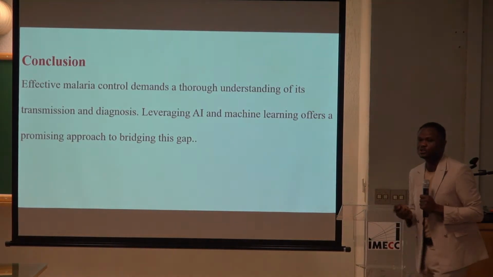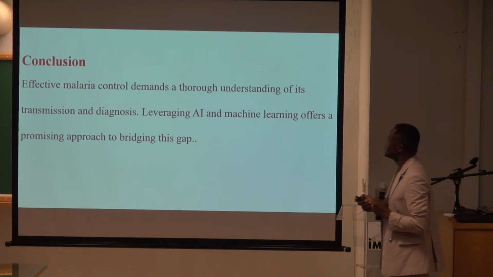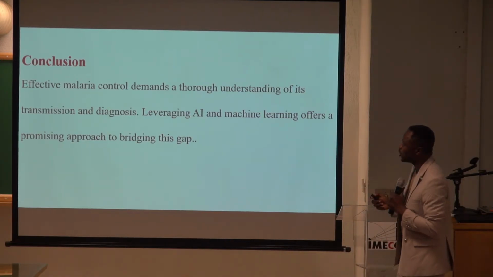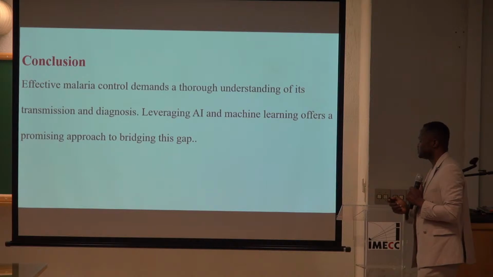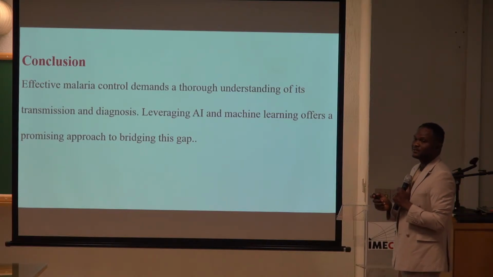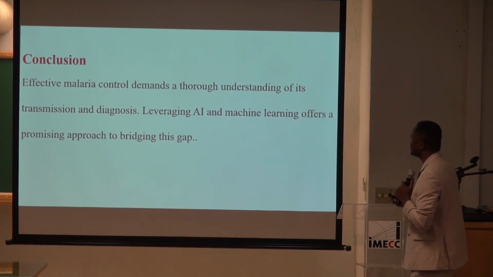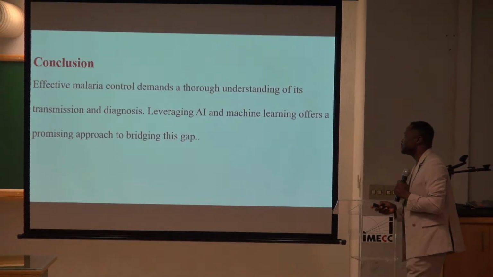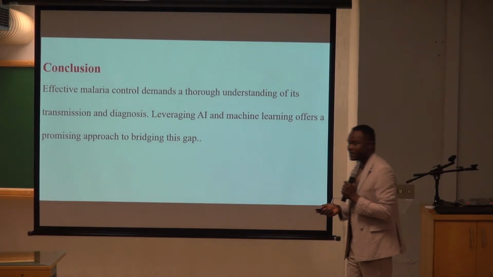So in conclusion, effective control demands a thorough understanding of transmission and diagnosis. So leveraging artificial intelligence and machine learning offers a promising approach to bridging this gap.